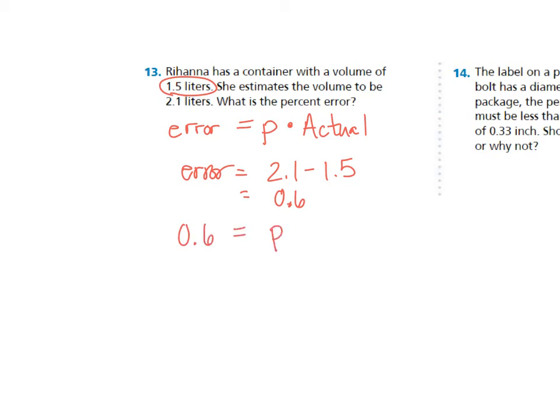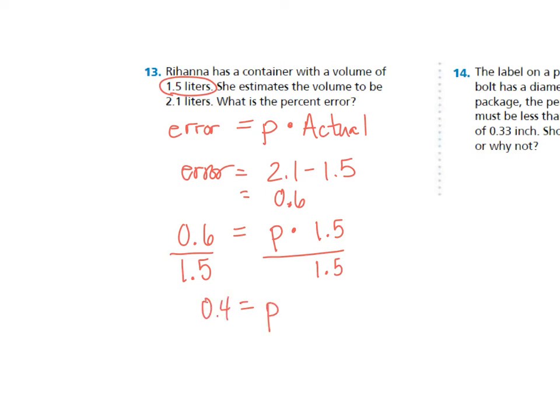Error equals the percent times the actual amount, which is 1.5. Then to solve this problem, I do the opposite of multiply, which is divide, and I divide both sides by 1.5 because that is the number I'm multiplying by. I use the bar to show division and divide the other side by 1.5. So now I'm dividing 6/10 by 1 5/10, and that's going to give me a decimal.